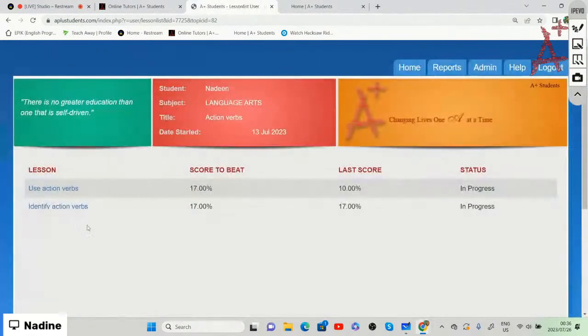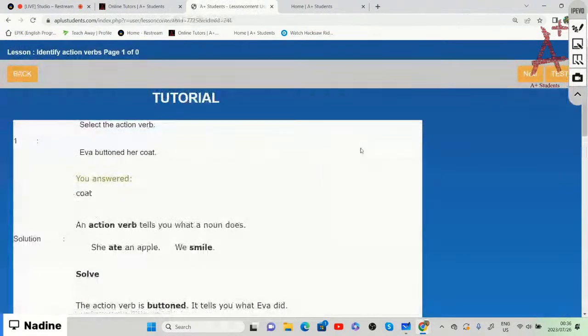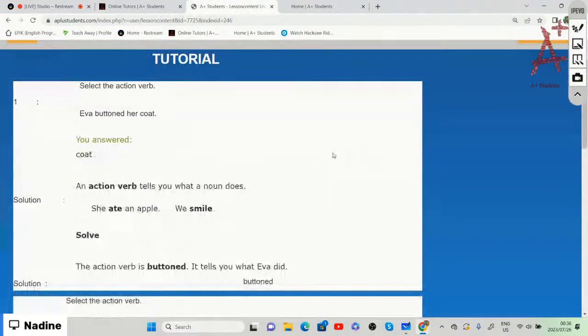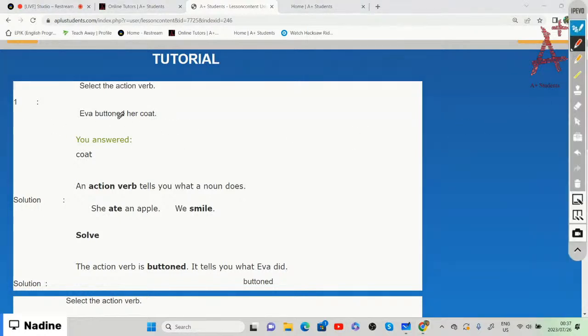All right, so now we're going back and we are going to identify action verbs. And remember, we said that an action verb tells you what a noun does. It shows us the action that the person does. So here we have ate as our action verb. She ate an apple. It tells us what she did. So now we're going to select the action verb within the sentence, and we're going to underline it.